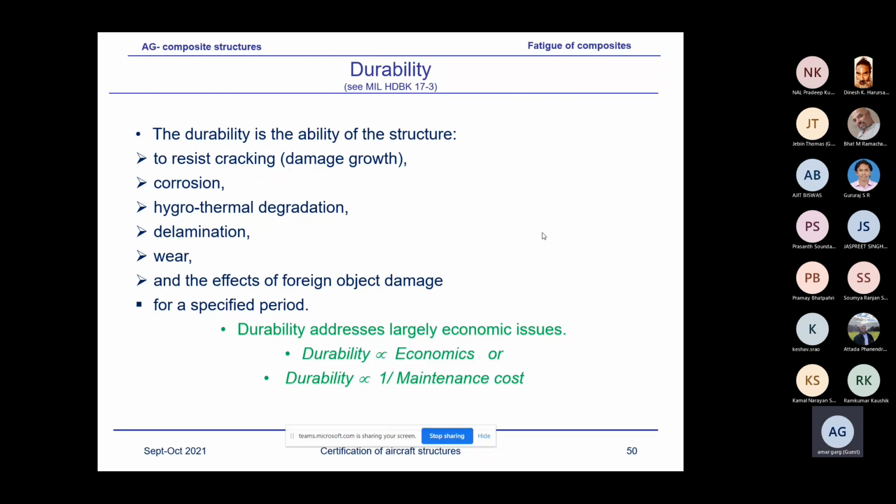Can I spend another 10 minutes, or what's the feeling? Yeah, please go ahead, Dr. Garg. Yeah, I'll just close everything to finish up.